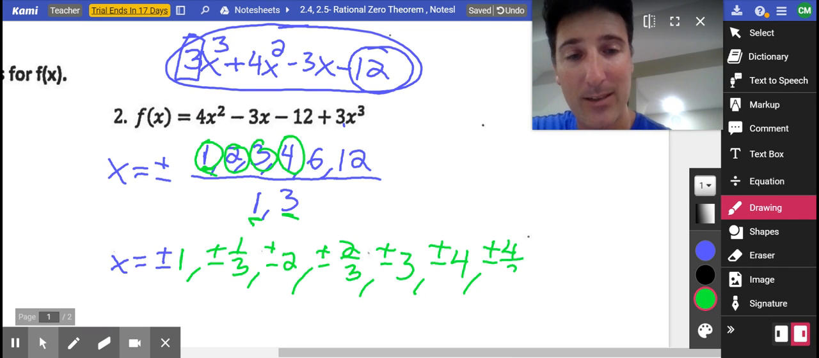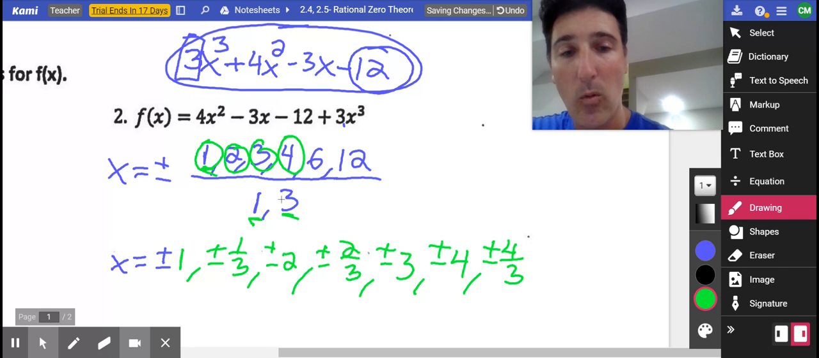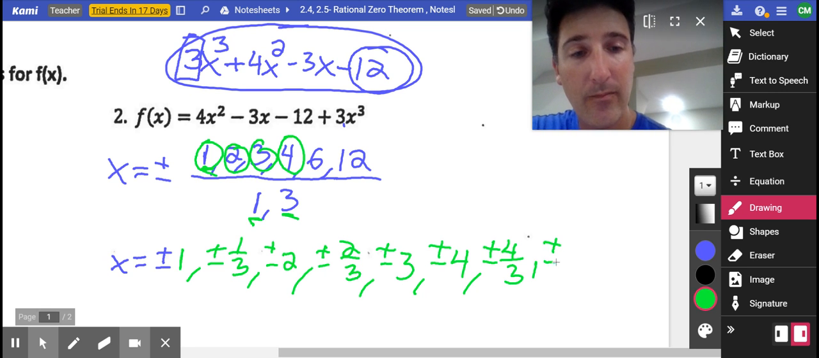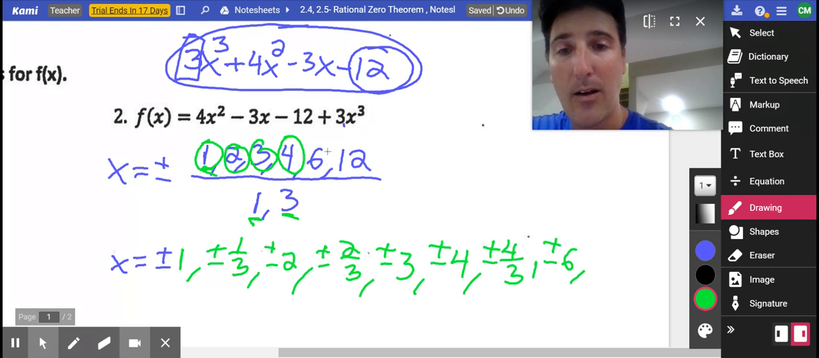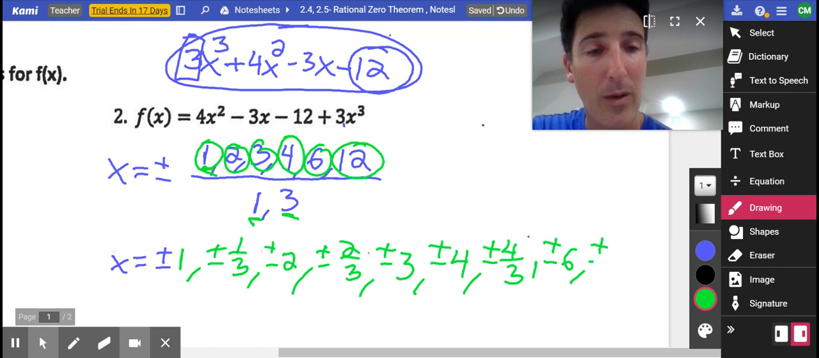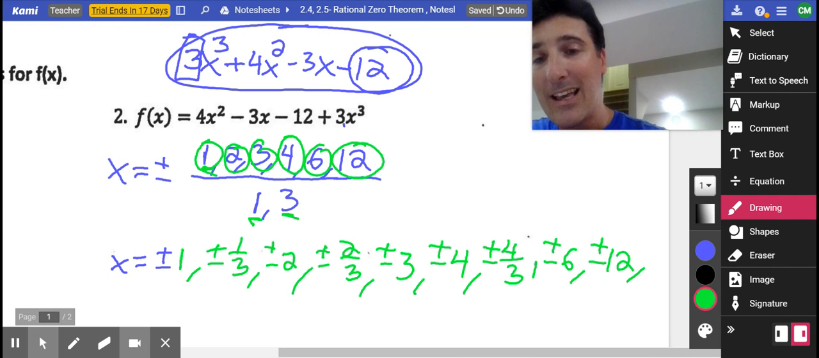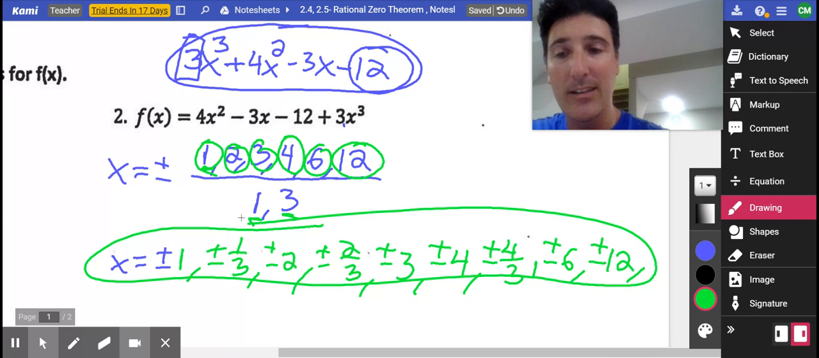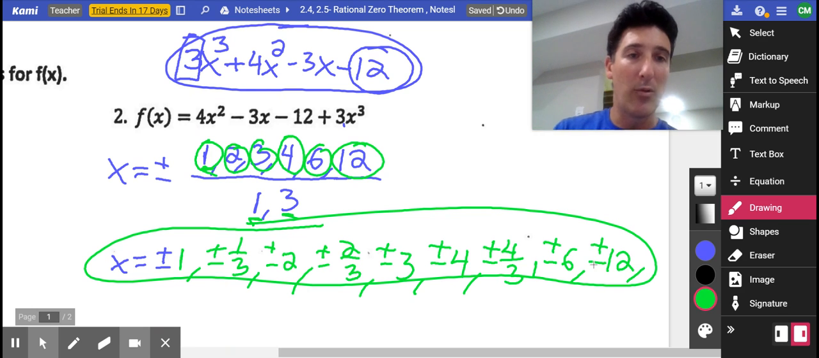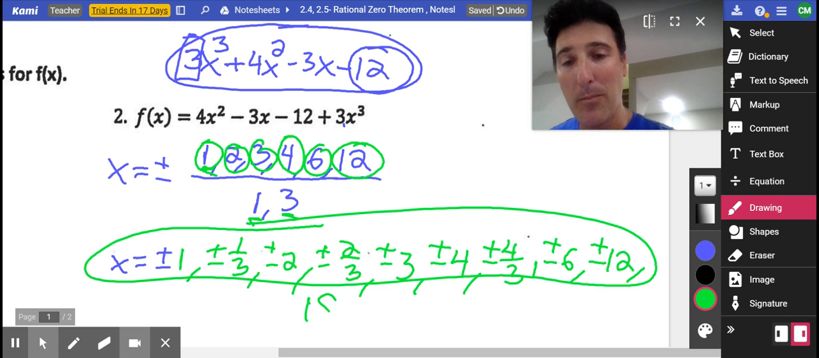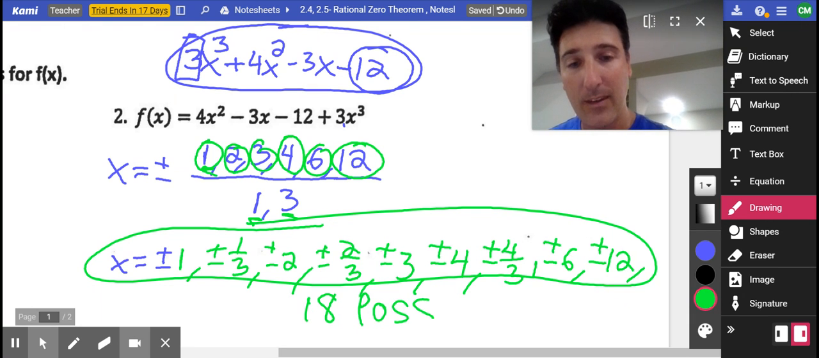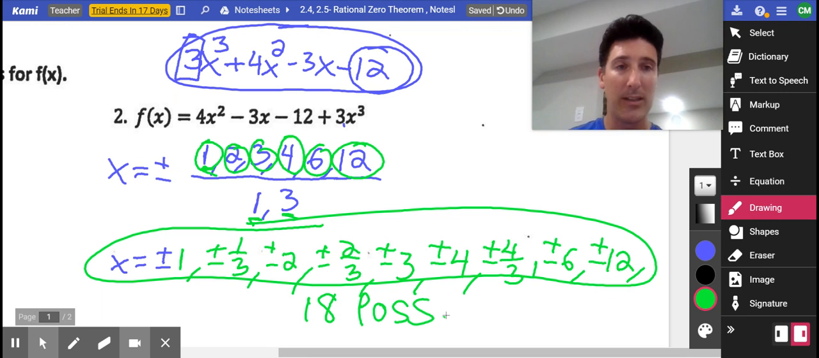We have a lot of possibilities for this. Okay, then 6 over 1 is just plus or minus 6. And then 6 over 3 is 2. I already have that on the list. Then we take 12. 12 over 1 is just 12, so it's plus or minus 12. And then 12 over 3 is 4. That's already on the list. You have a ton of possibilities. Let's count. We got 1, 2, 3, 4, 5, 6, 7, 8, 9. You double it because you have plus or minus. So there's 18 possibilities for this. Just abbreviate that. 18 possibilities.